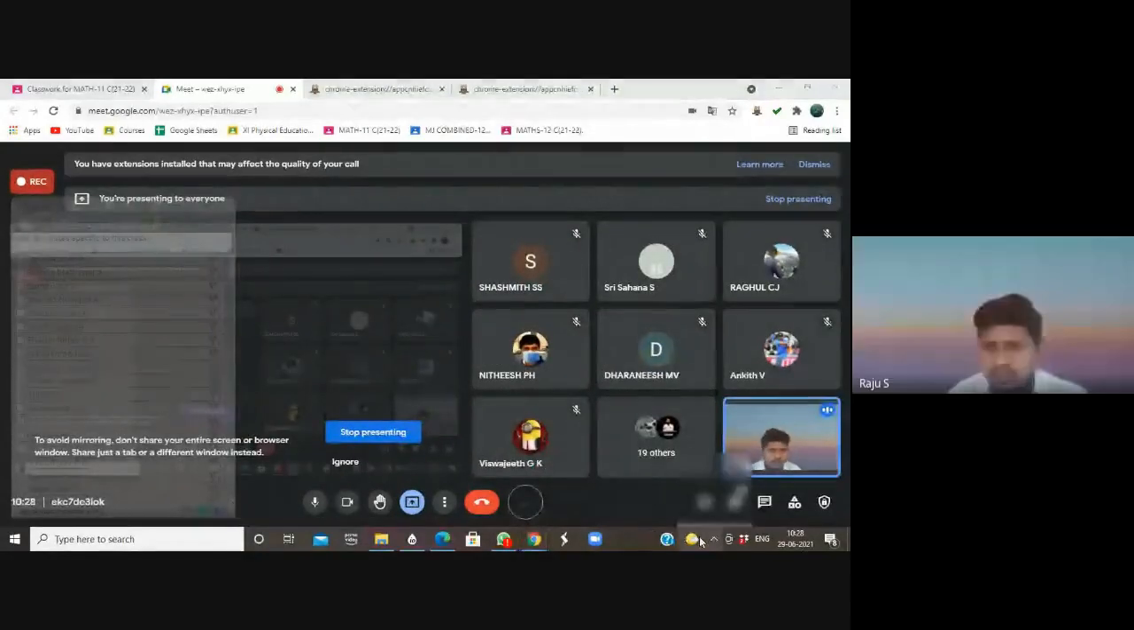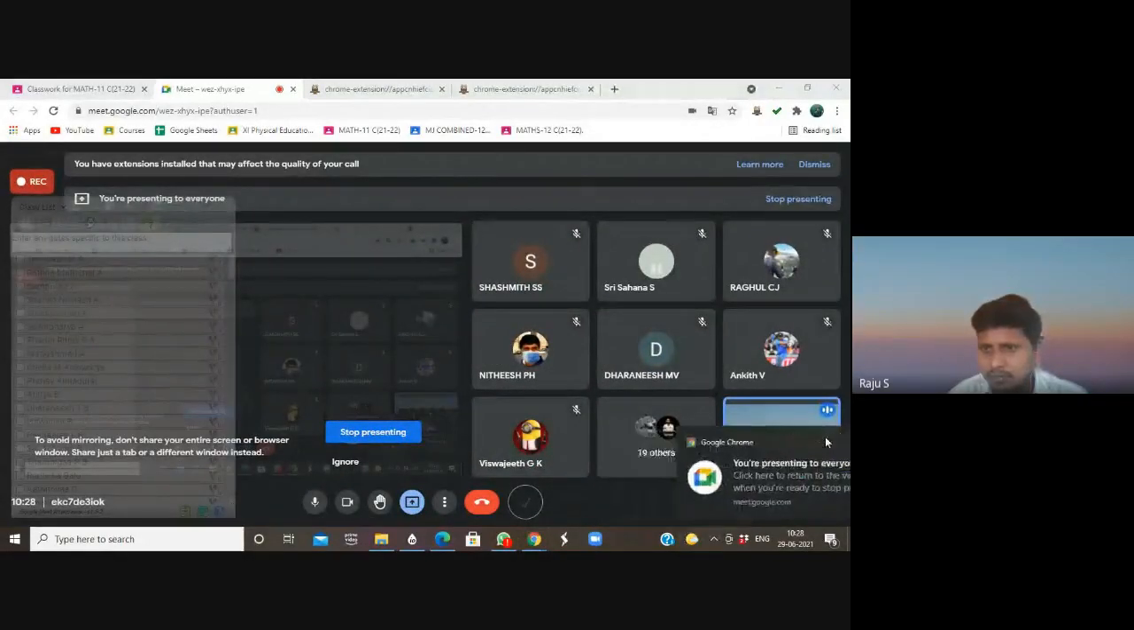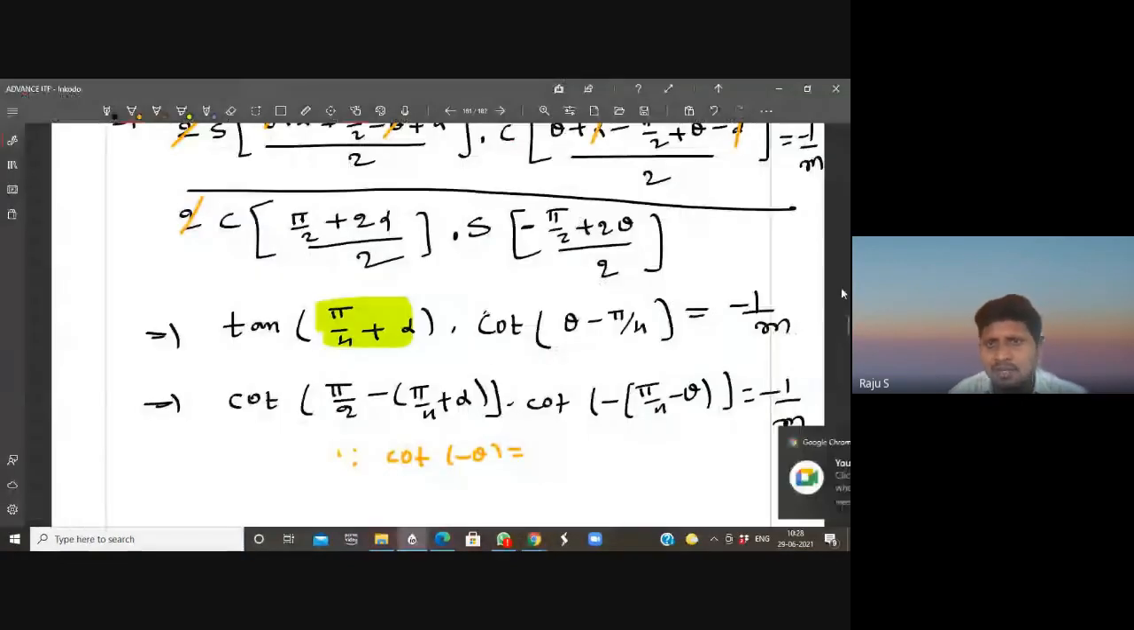Yeah, okay, students. Actually, no power. Suddenly power is gone. Okay, right. Has anyone simplified this?